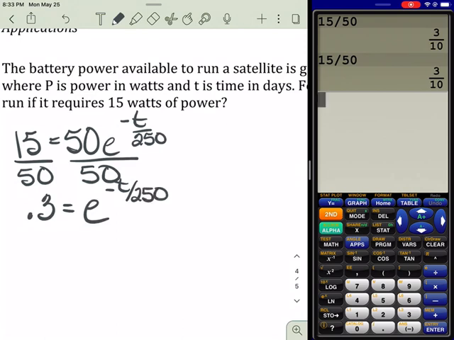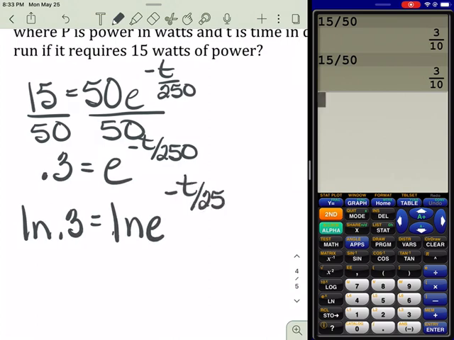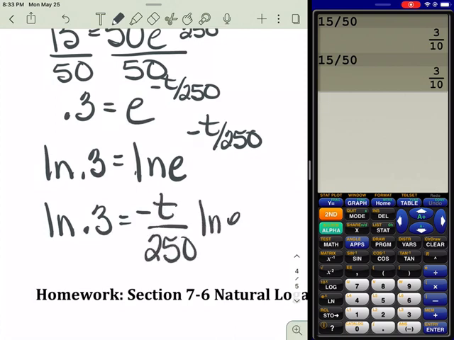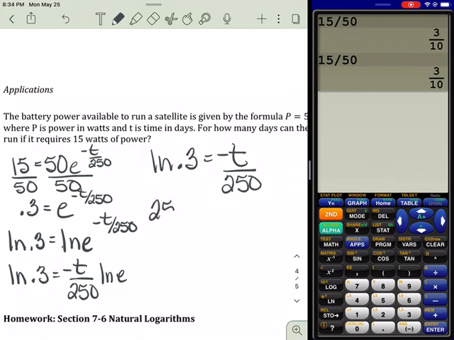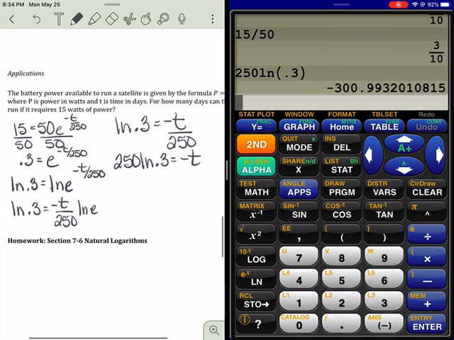All right, so again, my variable is in the exponent position, which means I'm going to want to take the ln of both sides. So ln of 0.3 equals ln of e to negative t over 250. I'm bringing that negative t over 250 down in front. And ln of e is going to go to 1, so we're left with ln of 0.3 is equal to negative t over 250. Basically I'm going to multiply both sides by 250. Let's see what we get when we do that. So 250 ln of 0.3, negative 300.99.